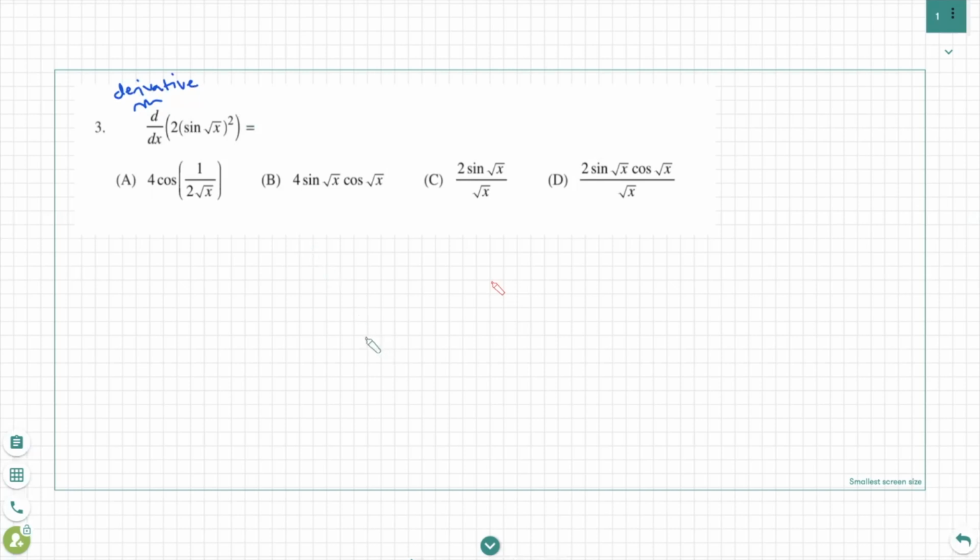I know for chain rule, you do the outside derivative. So derivative of sine is cosine. Yeah, when applying chain rule, you want to look at the layers, right? How many layers do you see here?